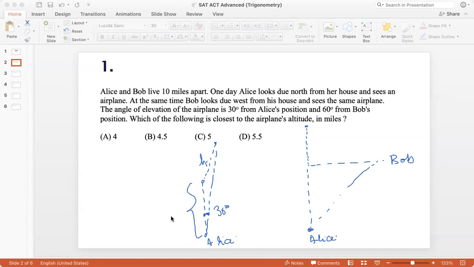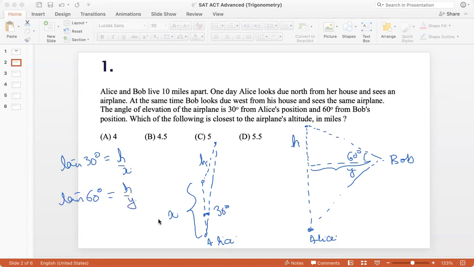So if this is x, the base, the distance between the base of the plane and Alice, then using trigonometry, we can say tan 30 degrees is h divided by x, right? Similarly, when Bob is looking at the plane, the angle of elevation for him is 60 degrees. And if this base is y, then I can say, again, height is h. So tan 60 degrees is h over y.